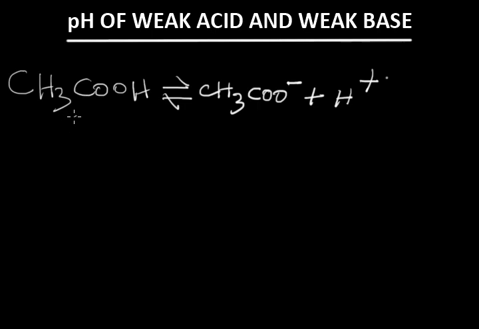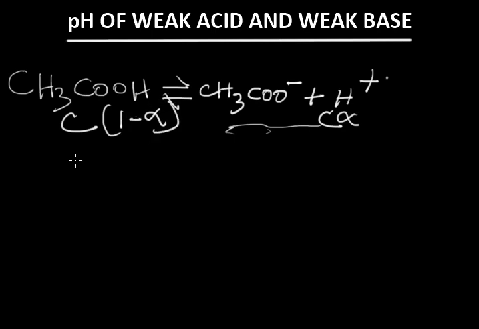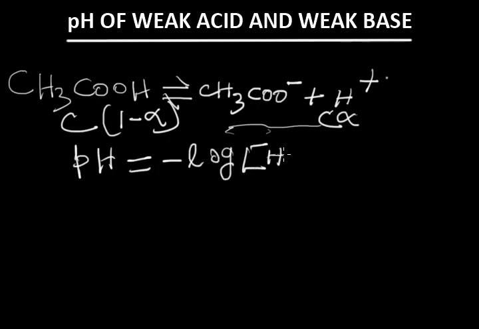Let us consider the concentration of acetic acid is C and its degree of dissociation is alpha. So the concentration of H plus ion is C alpha, and the remaining concentration of acetic acid is C into 1 minus alpha. Now, what will be the pH of the solution? pH equals minus log of molar concentration of H plus ion.